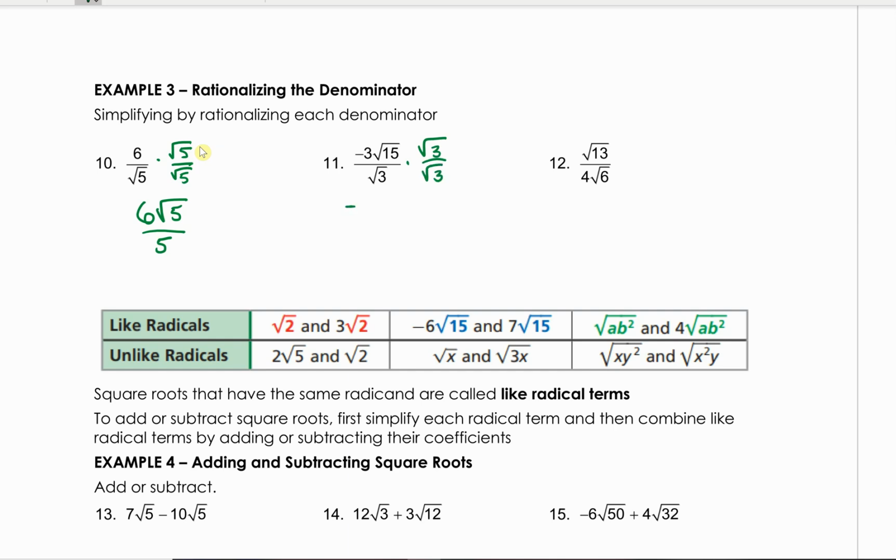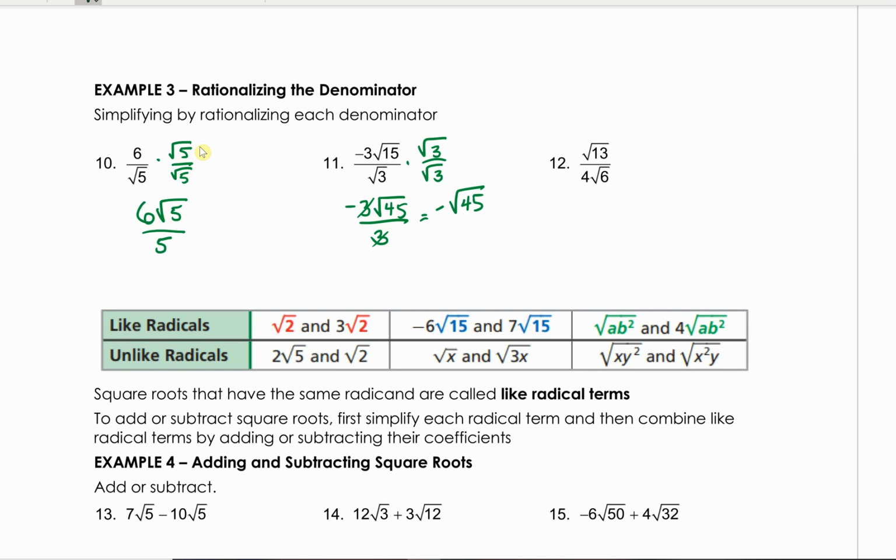And let's see, so I'm going to get negative 3 times the square root of 45 in the top, because 15 times 3 is 45. In the bottom, I just get 3. These guys are going to cancel. So I get negative square root of 45.